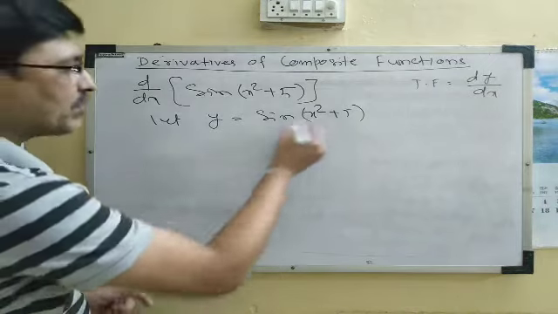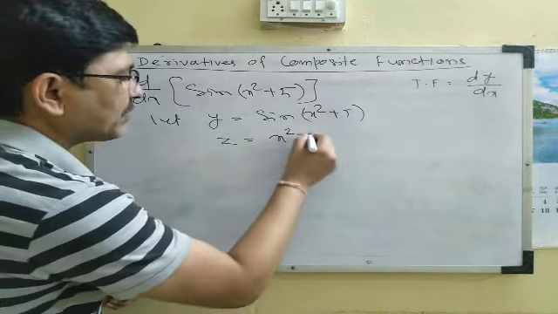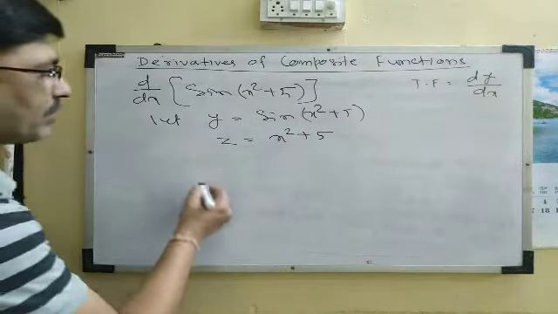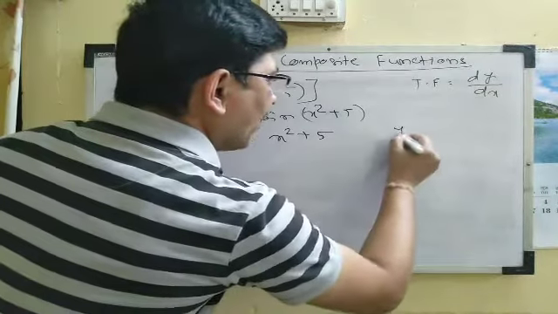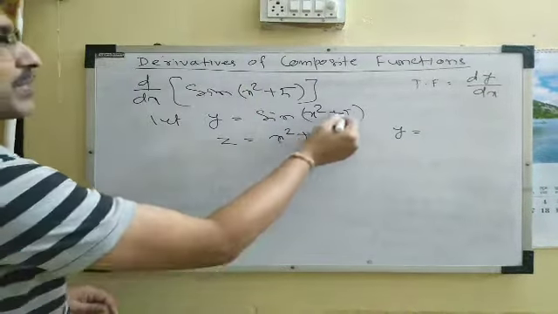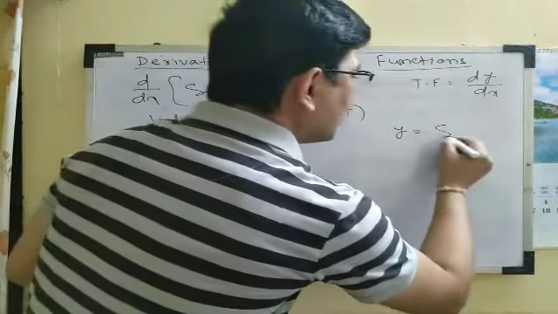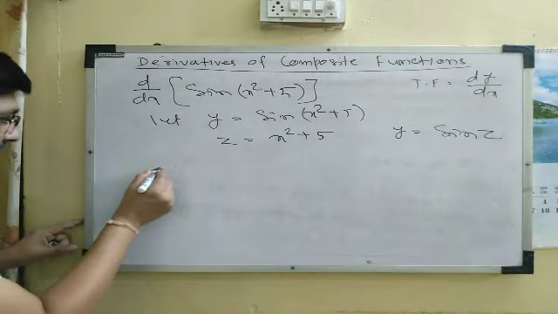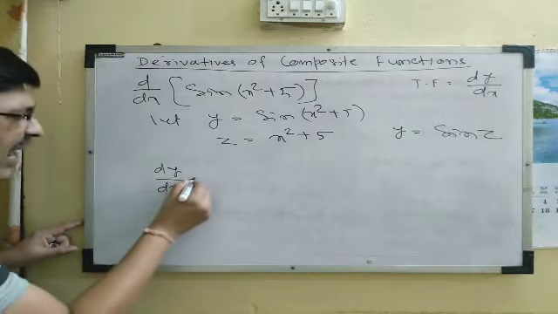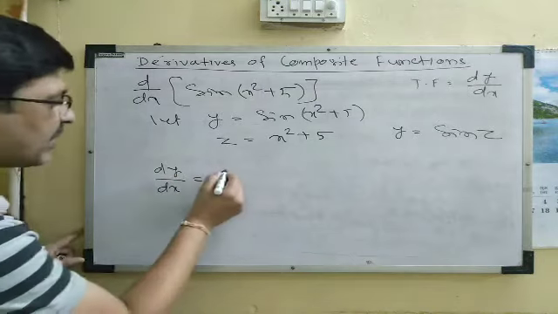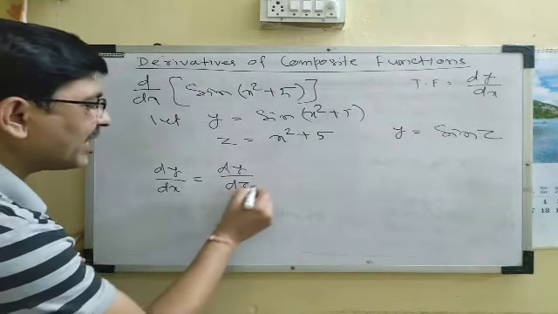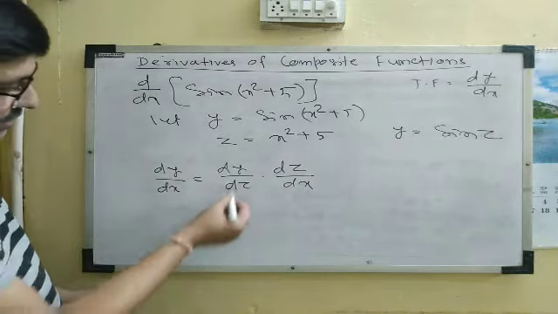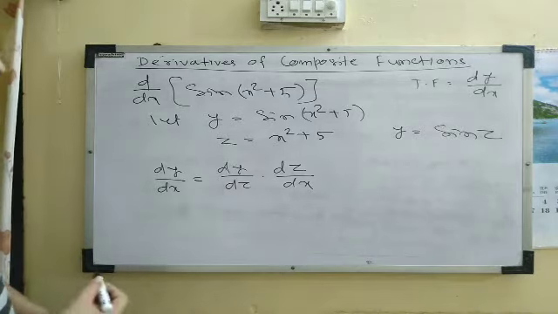Now again assume that z is equal to x square plus 5. Now this function y can be written as, in place of x square plus 5 we can write z, so it becomes sine z. And our aim is to find dy by dx. This dy by dx can be written as dy by dz into dz by dx. You can observe dz cancels, and it becomes dy by dx.